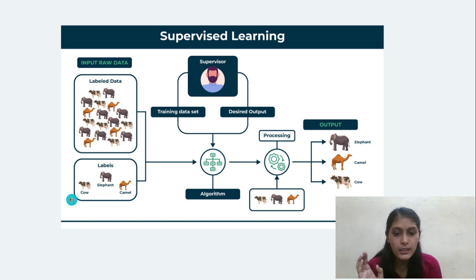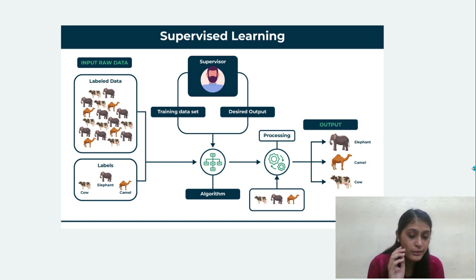this is for a cow. Then the algorithm works and the processing is done, and in the output, if we provide a new image which we have not given before, the machine will predict whether this particular animal is an elephant, camel or cow. There are mainly two categories of supervised learning: classification and regression.